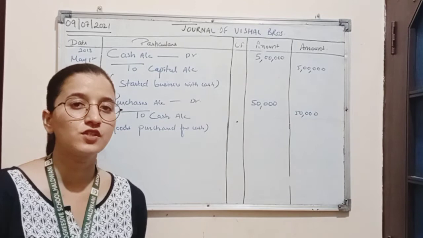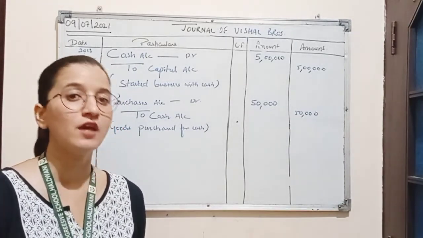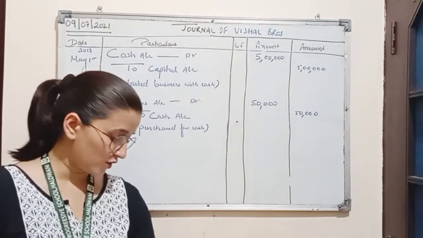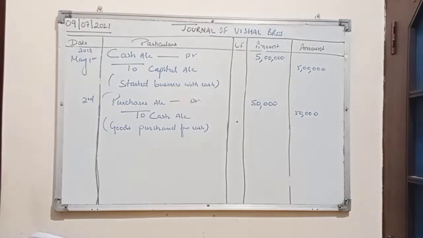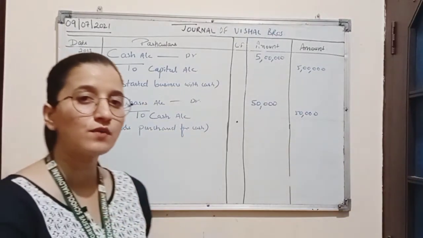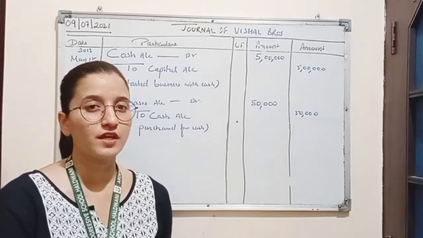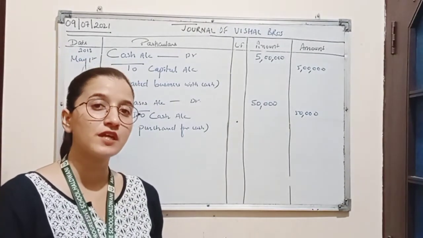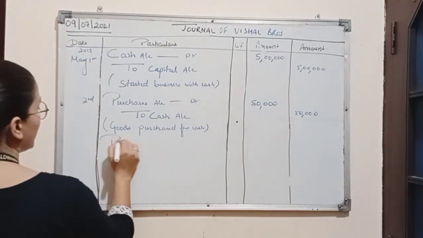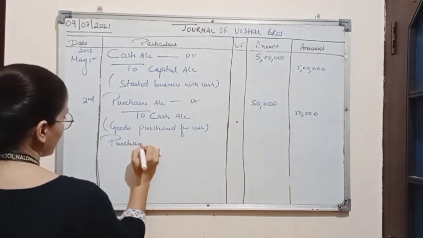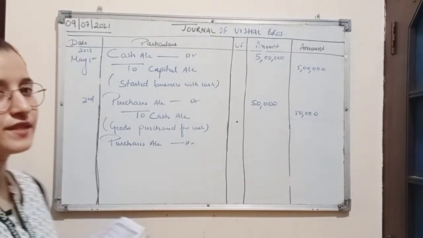Now the third transaction is goods purchased from Ajay. In this transaction, it is not mentioned whether these goods are purchased from Ajay for cash or not. So we will assume that these goods have been purchased from Ajay on credit. So again here two accounts are affected. First is purchases account, second is Ajay account. So if we have purchased goods from Ajay, purchases is considered as an expense. We will debit purchases account.